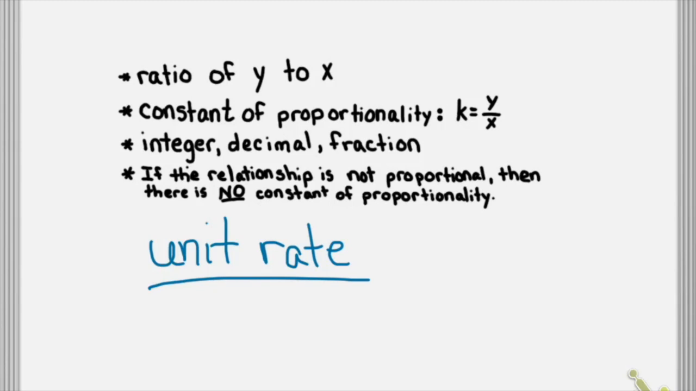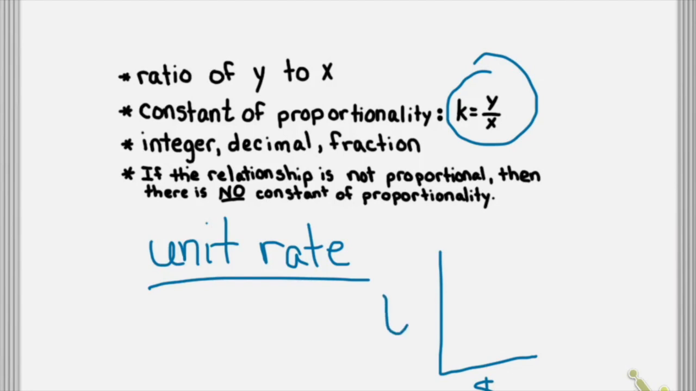If the relationship is not proportional, then there is no constant of proportionality. We don't have to worry about it. But it's always in the form of y over x. And when we talk about a relationship, if it's in the form of money and time, then it would be time per dollars. But it's always the y per the x.